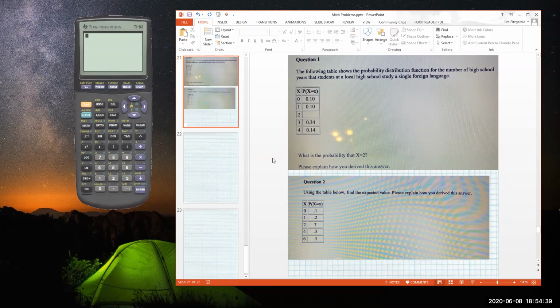Okay, so in these kinds of problems, we're looking at the probability distribution function of these discrete events. So these just mean that these are the only things that can happen. In this case, we're looking at the number of years a high school student studies foreign language. So it can be one of those 5 things: 0 years, 1 year, 2 years, 3 or 4 years. It can't be anything else.